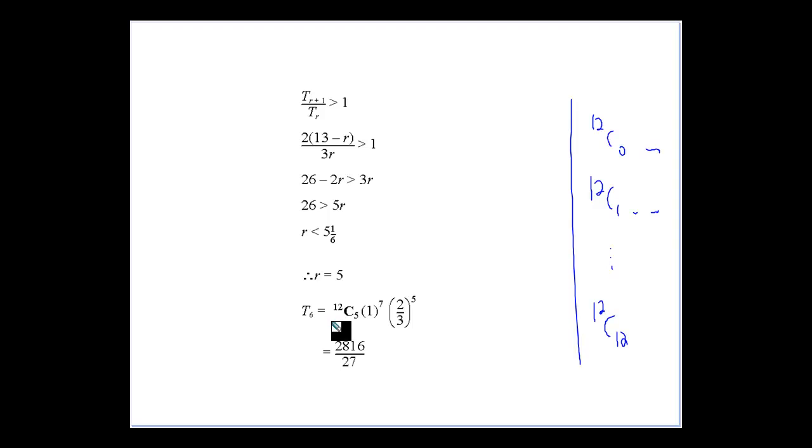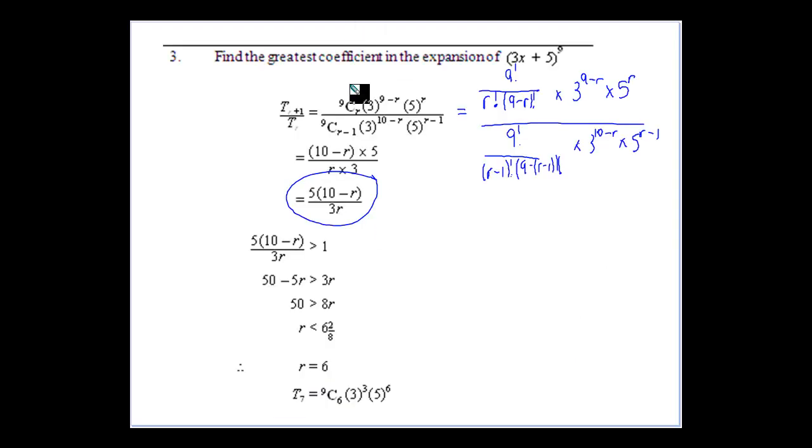Remember, the 12c0 is the first term. So 12c1 would be the second term. So 12c5, and then we get x to the power of 12 minus 5, which gives us 7, and the 2/3 to the power of 5. Again, we're not putting the x in because it's just the greatest coefficient, and there's going to be our greatest coefficient.